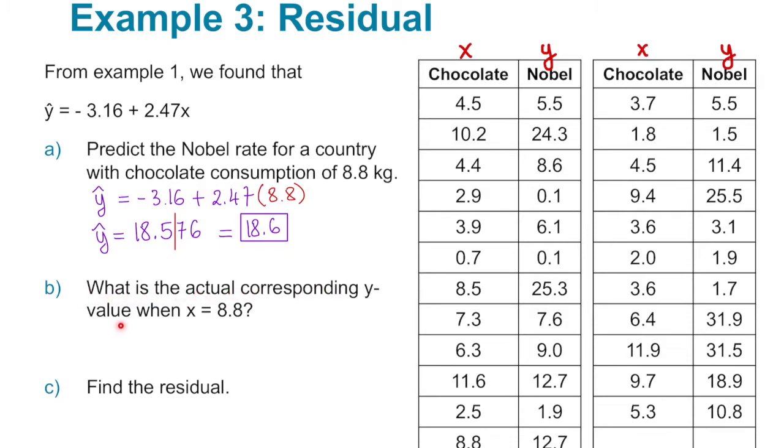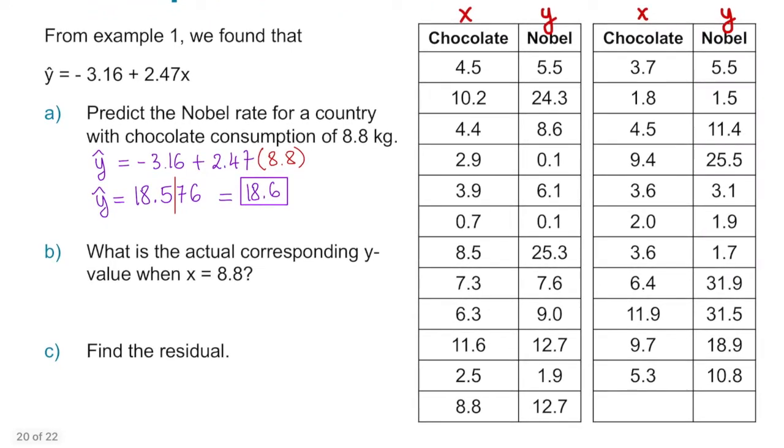B. What is the actual corresponding y value when x is 8.8? Remember, this is only the predicted y value. It's not the actual y value. So I'm going to look into the table to find where x is 8.8. When x is 8.8, y is 12.7. So this 12.7 is my actual y value, or the observed y value.